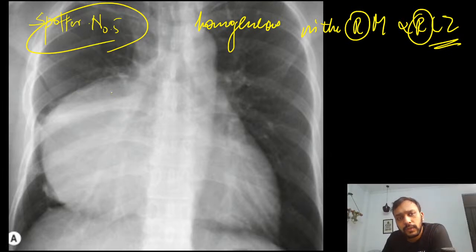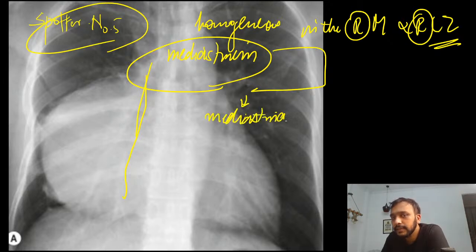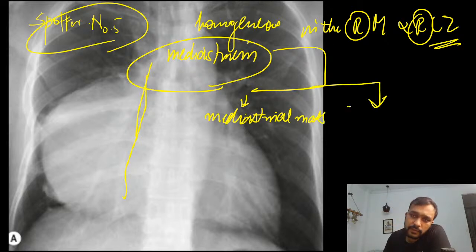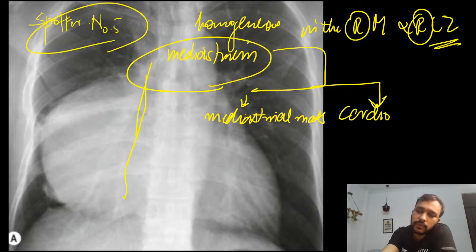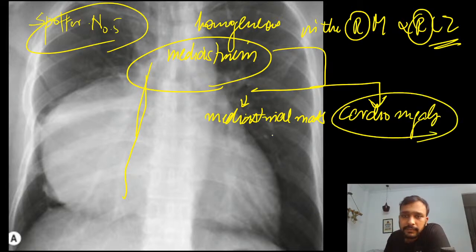Okay. So what is this homogeneous opacity doing? This homogeneous opacity is having a broad base towards the mediastinum. Right. So there are two possibilities in this case. Either it can be a mediastinal mass. Second, this case can be due to cardiomegaly. So what I wanted to teach you in this image is differentiate between cardiomegaly and mediastinal mass.